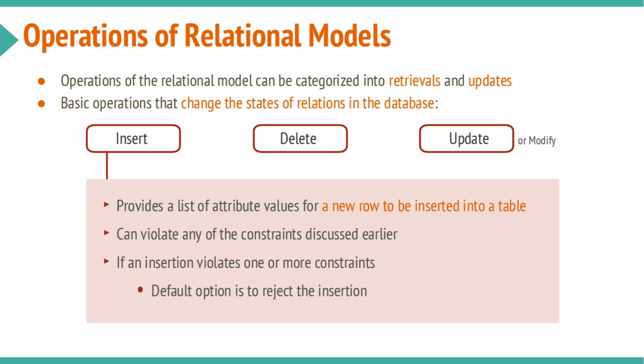There are three basic operations. The first one is insert. Insert simply means adding a new row or tuple to a table. For example, if a new student joins the university, we insert a new row for them in the student table with all their information. But what happens when we insert?